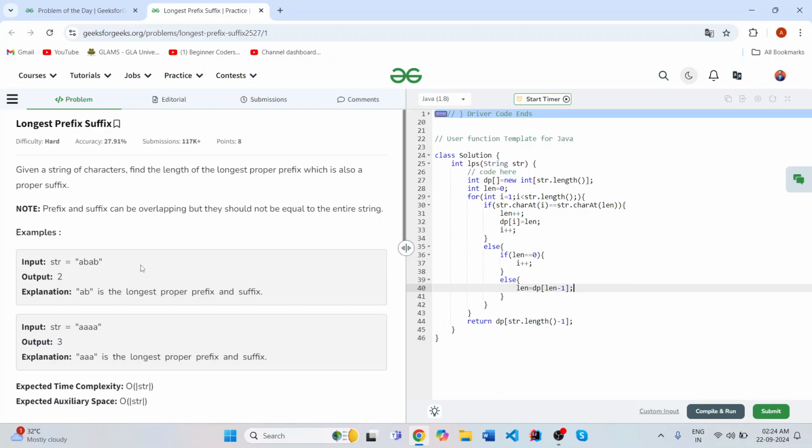Now our answer would be stored at the last index in our DP, so we just have to return that. So we return dp[str.length minus 1], which will be the longest prefix suffix. I hope you guys have got the approach.